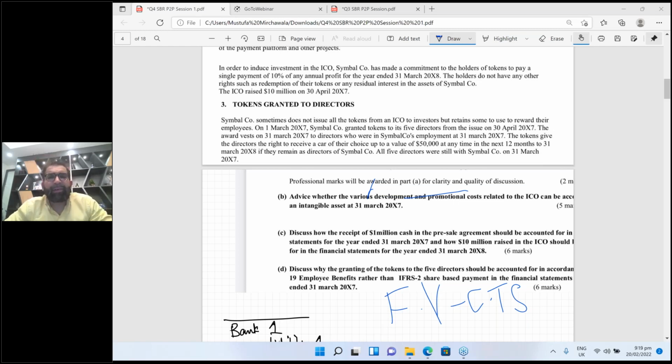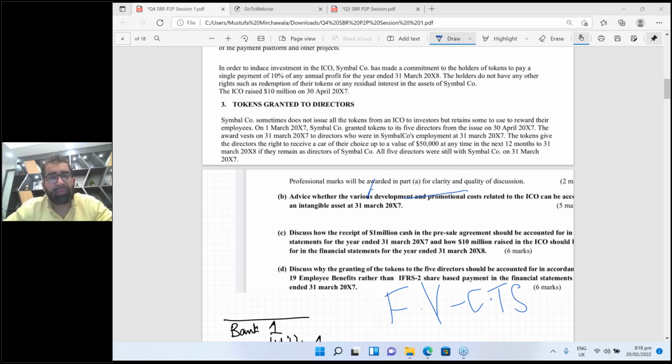Listen, sir, why is cryptocurrency not cash? Because through cash you can buy anything. Cash is exchangeable for goods and services, but till now the whole world has not accepted cryptocurrency, so it's not cash. Okay, the second argument: is cryptocurrency a cash equivalent according to IAS 7? Big no.